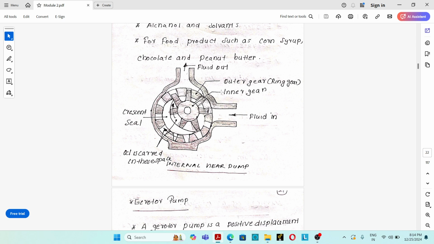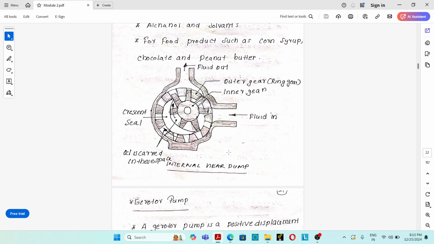So working, what will be happening? You can see that when the inner gear is rotating, it will be continuously meshing and unmeshing with the outer gear. Nearby the inlet port, the unmeshing will be taking place. When the gear teeth get unmeshed, the chamber size will be increasing. When the chamber size increases, a partial vacuum will be created nearby the inlet area. Due to the partial vacuum, hydraulic oil will be pushed into the pump chamber and trapped between two gear teeth, both inner gear and outer gear.